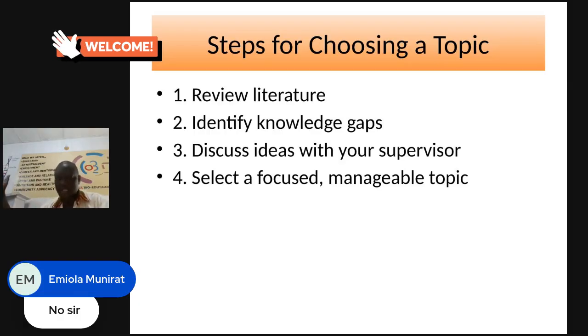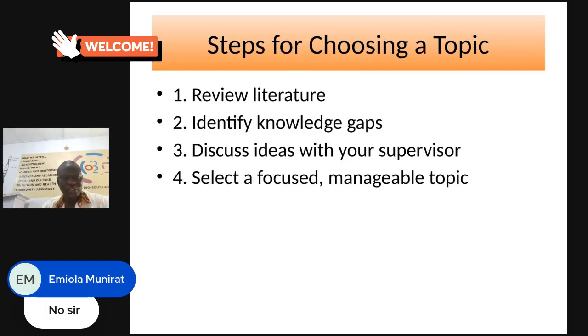If there is no knowledge gap, there's no need for you to go and research anything again. So what we are saying in essence is that there are four different steps that you must follow. Review the literature. It could be through visiting websites, reading journals, a lot and a lot like that. Or it could be as a result of your own practical experience through the years of your training.